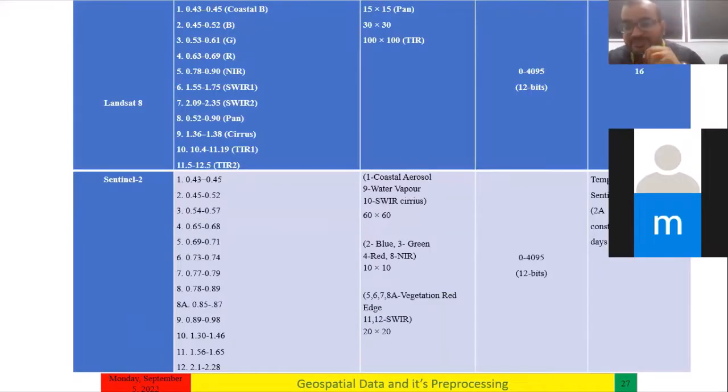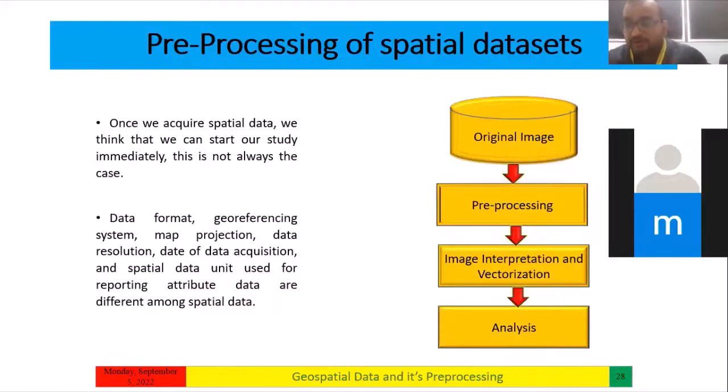So these many satellites I have taken care of, and I have talked about the different bands, its resolution, and its time period when it is available, and also the different kinds of possible resolutions. So now the next part of the geospatial data is its pre-processing.